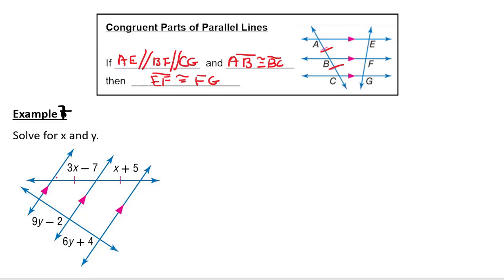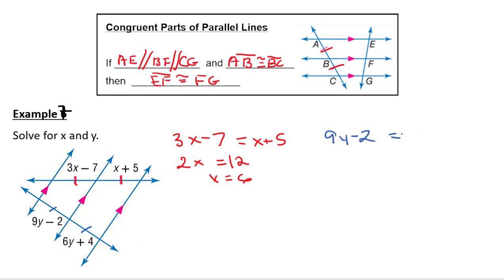So solving for X and Y, I have here parallel lines, and I have congruent pieces. So I know 3x minus 7 is going to equal x plus 5. So I have 2x equals 12. x is going to equal 6. Since I have congruent pieces and parallel lines, I know 9y minus 2 is equal to 6y plus 4. Subtracting the 6y over, 3y, adding the 2 over, 6, y is going to equal 2.